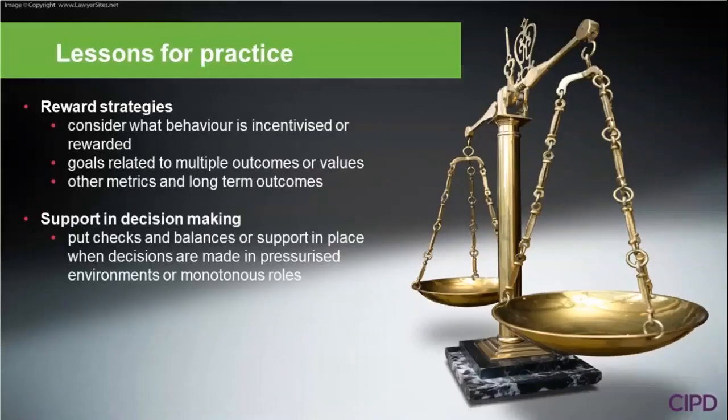And practically, what might that look like? That might be considering what behaviour is incentivised or rewarded and what your reward strategy is, and thinking about how goals and targets can be related to multiple outcomes or organisational values as well as profit. There might be other metrics that employees should be measured on as well, such as long-term outcomes. It can also help to put support in place for decision-making, especially when it is being made in a pressurised environment.